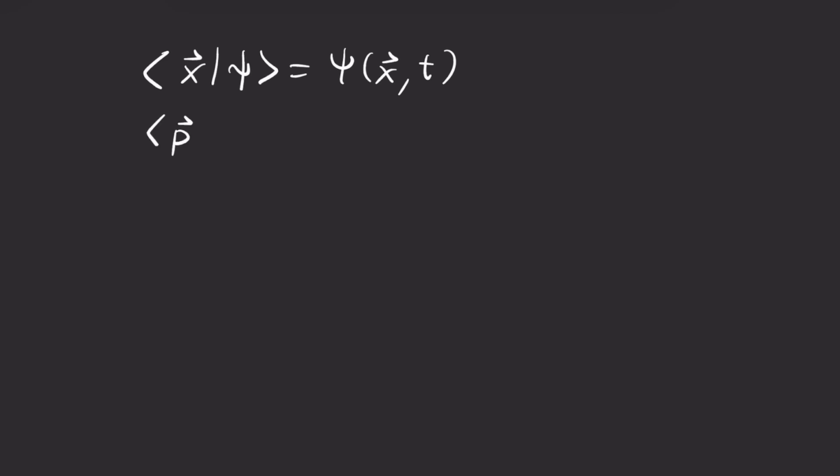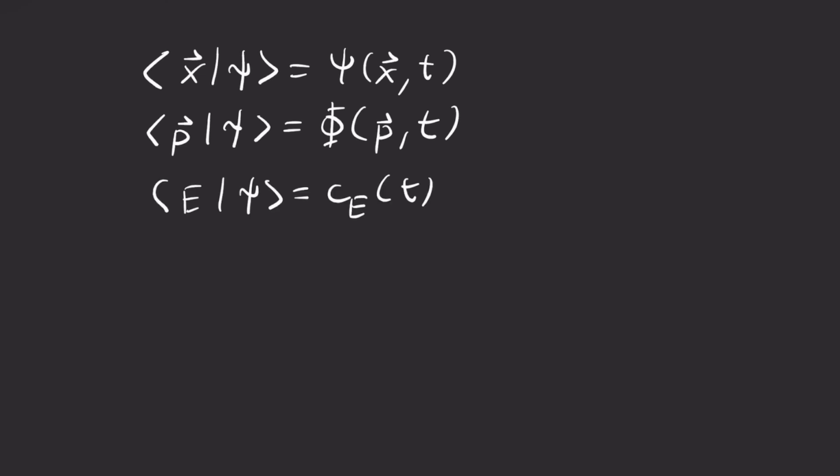Now I can use these bases to represent the quantum state in many different ways. So if I use the position basis, this is essentially going to become a function of x comma t, because it also depends on time. But I can also use the momentum basis. And of course, I can also use the energy basis, right? All of these bases are totally valid.